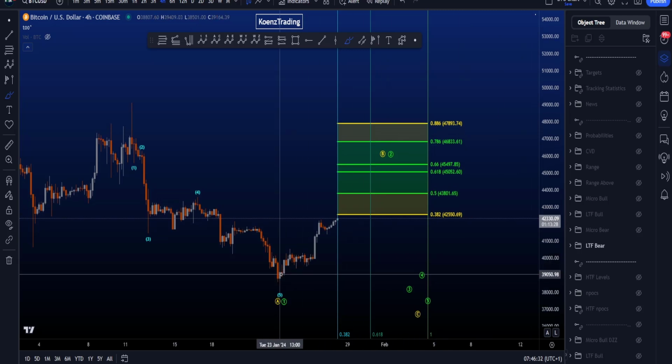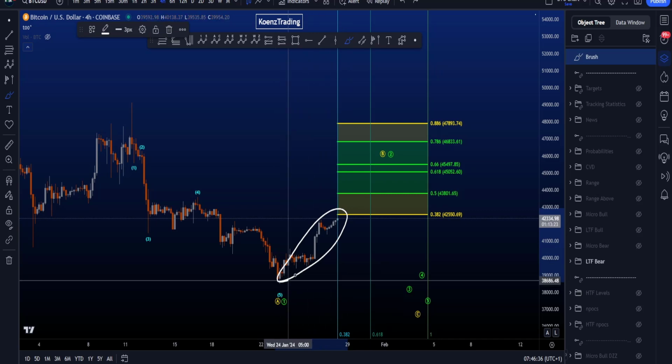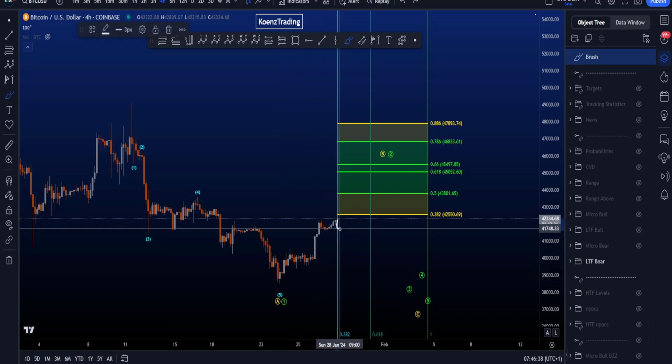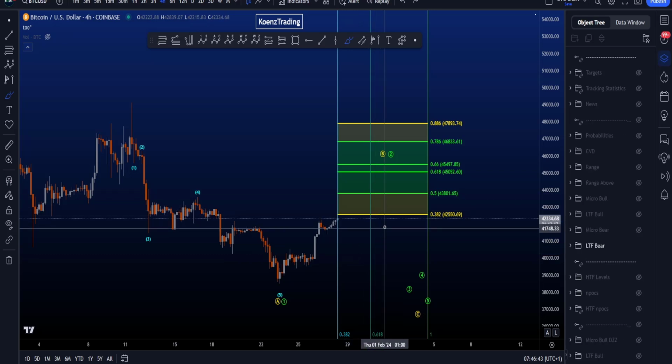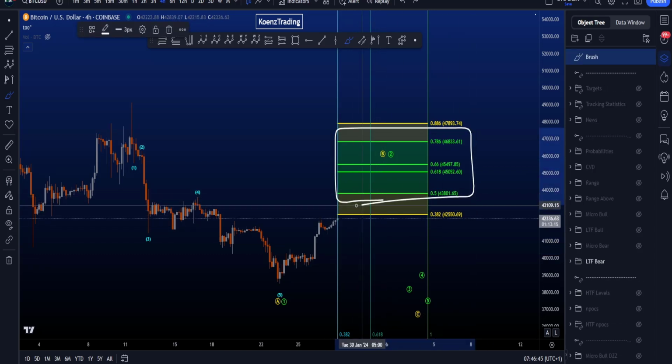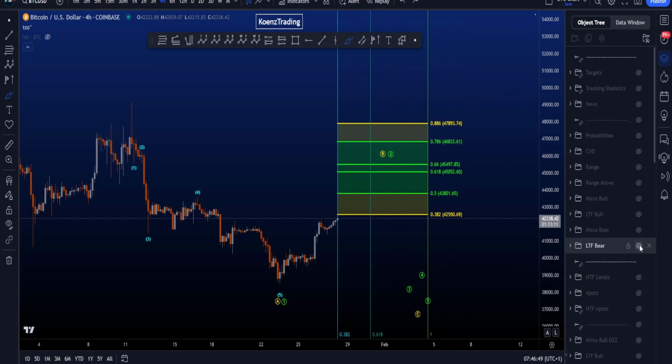However, we of course want to see a 3-wave corrective structure to the upside, and at the moment this looks like one structure. So even if price dips down, probabilities remain higher that we will see another move towards the upside to reach higher targets in this target area for wave B or wave 2.